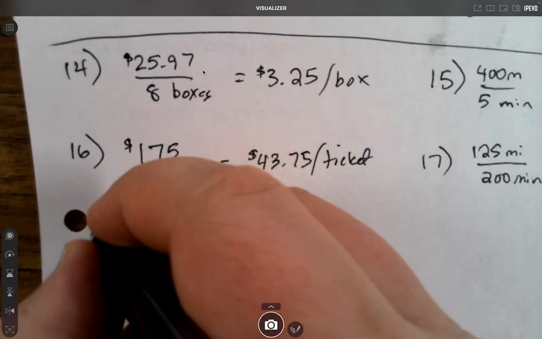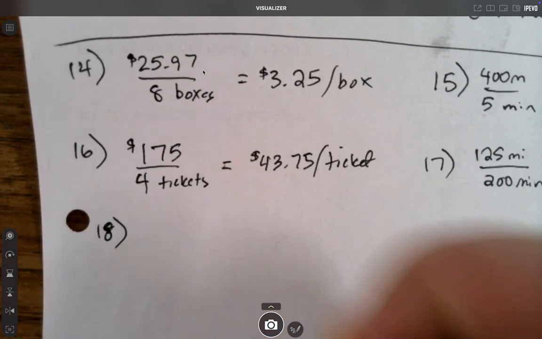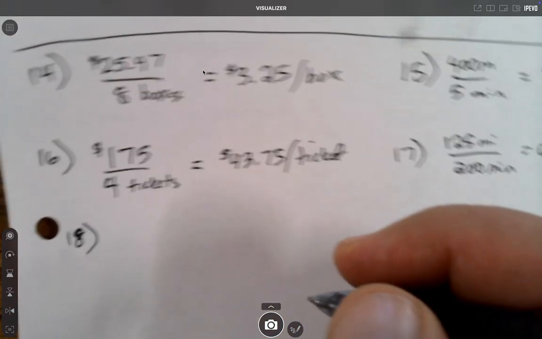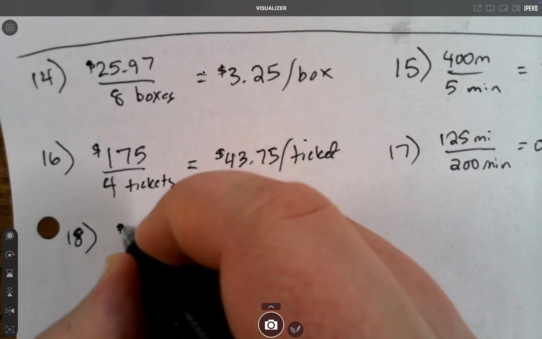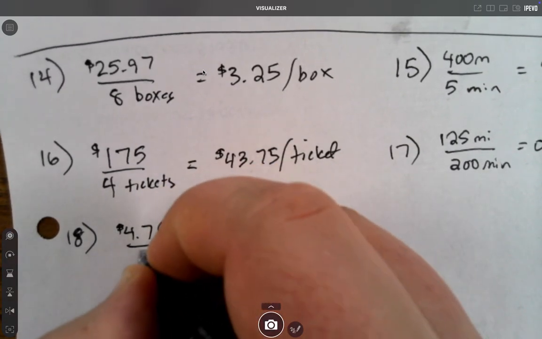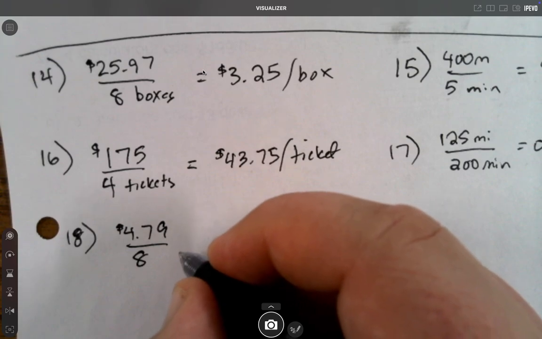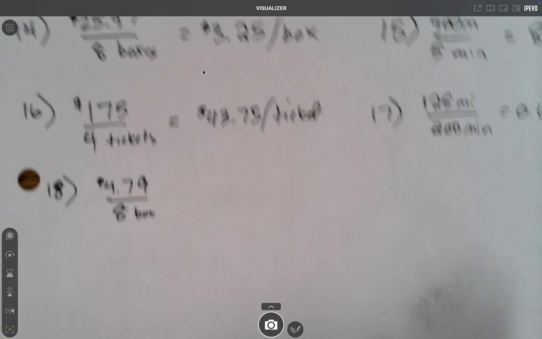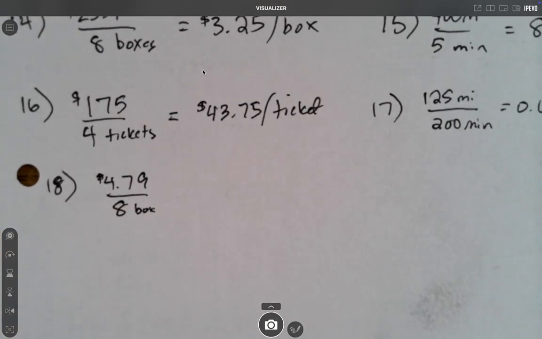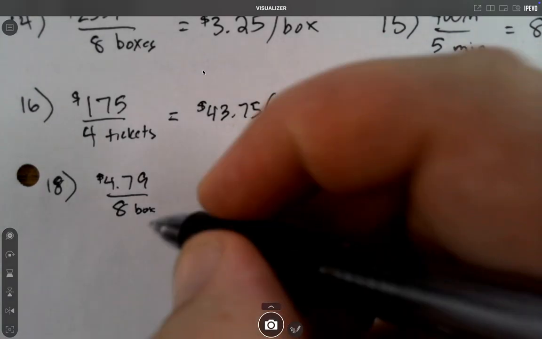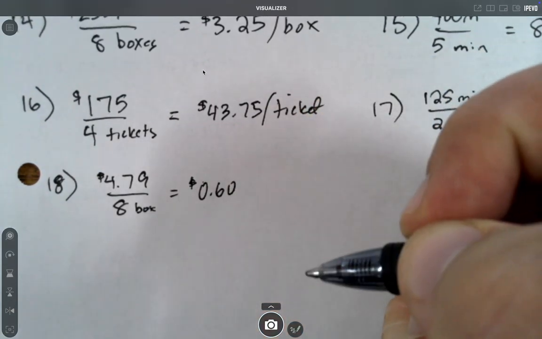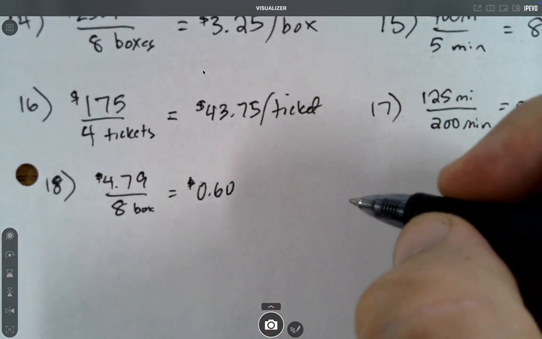Okay, last one in section 2. An 8-pack of juice boxes costs $4.79. So I'll just go ahead and figure out how much each one costs. I just divide $4.79 divided by 8, and that rounds to 60 cents per box. It's 0.59875, so we'll just round to the nearest penny.